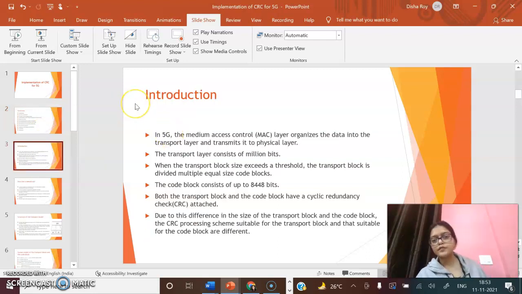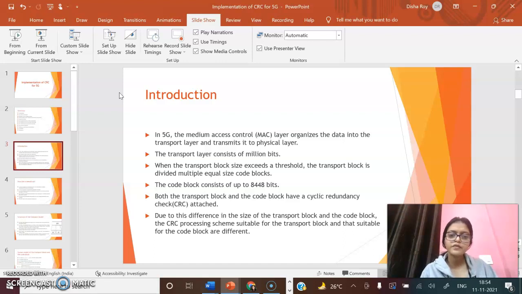Okay, so now starting with the introduction. In 5G, the medium access control layer organizes the data into transport blocks and transmits them to the physical layer. Now here, the transport block consists of millions of bits. So when the transport block exceeds a threshold, it is divided into multiple equal sized code blocks. The code block consists of up to 8448 bits, and both the transport block and the code block have a cyclic redundancy check attached.